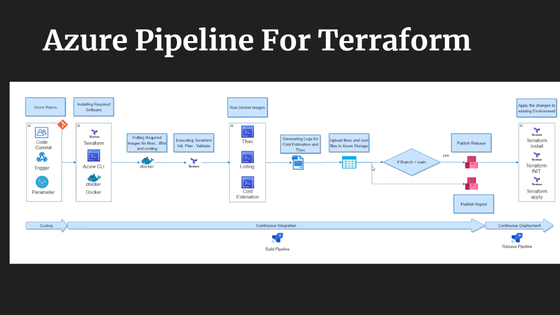If the branch in which the code is committed was main, then it will trigger the release. Otherwise, it will just publish the report. Publishing the report will take place in both cases.